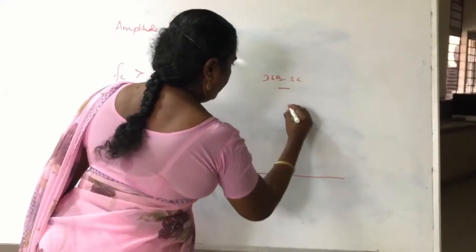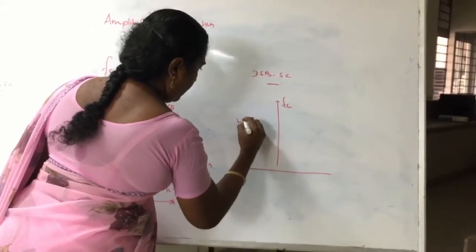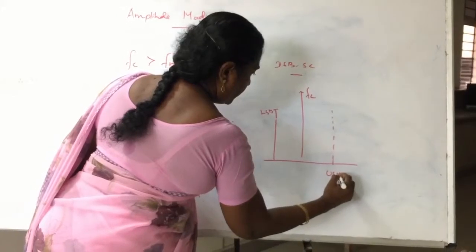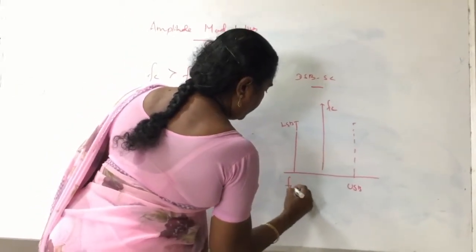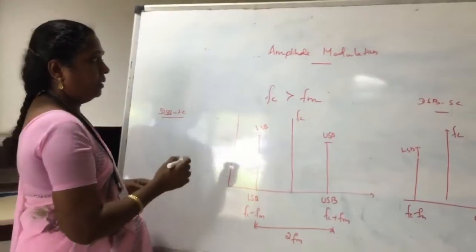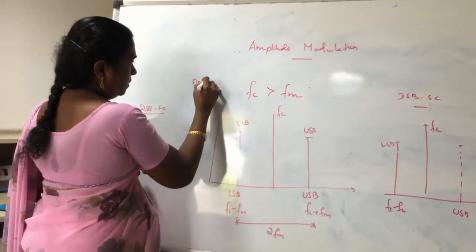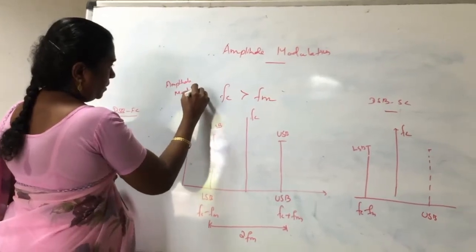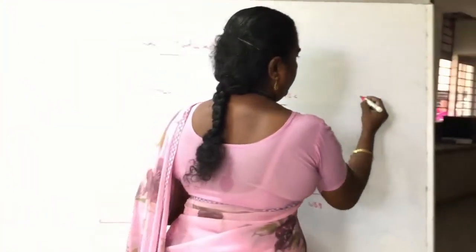So this is the diagram for single sideband suppressed carrier. This is LSB and this is the suppressed carrier. So USB is suppressed. So this is FC minus FM. Okay. So there are three types of modulation. One more is vestigial sideband modulation.